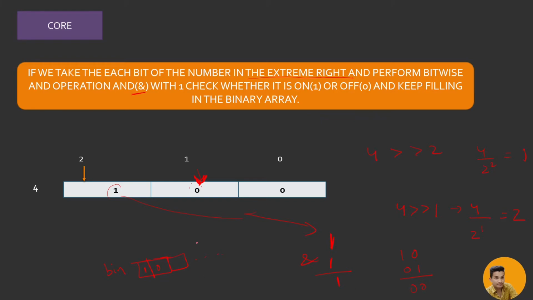So this is how we are converting a decimal number to binary using bitwise operators. We are taking each bit at a time, bringing it to the extreme right, and performing the AND operation to check whether it is on or off. If it is 1, then it is on, and if it is 0, then it is off. So we'll perform the AND operation with 1 to check whether it is 1 or 0, and then accordingly we'll fill in the binary array.